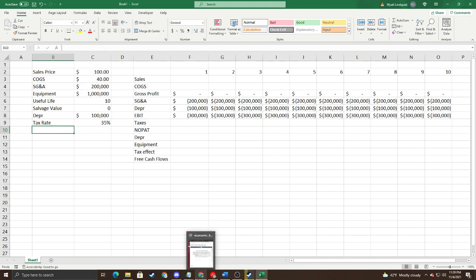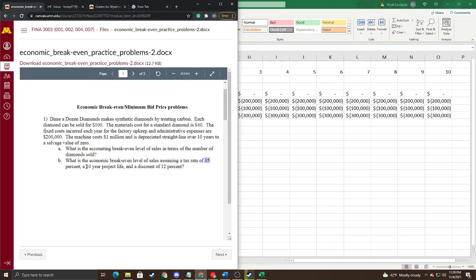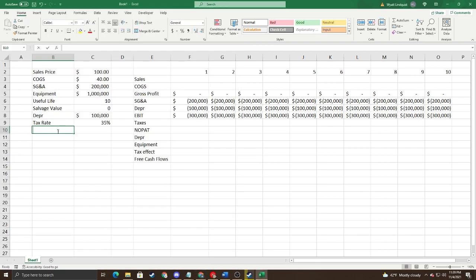And then what is our other thing? We need a 10-year project life and a discount of 12%. So discount rate, also called the cost of capital. I'm sorry, I forgot that. It was 12%. So 0.12, and we'll make that a percentage as well. All right, so we forgot to bring those in, and we did just assume a 10-year life of the project. That's kind of a silly assumption. Maybe I shouldn't have done that, but it was confirmed to be true.